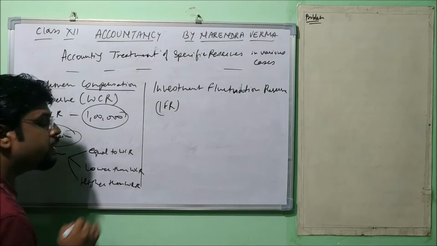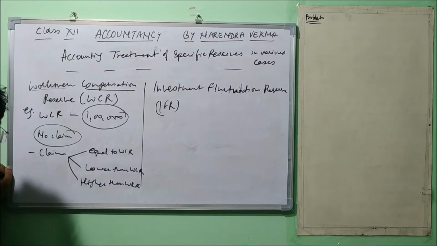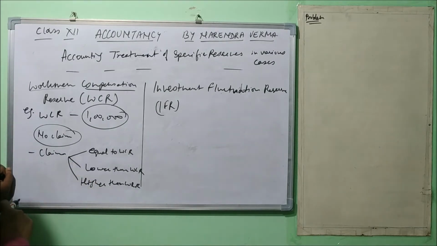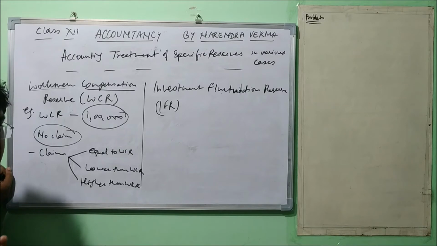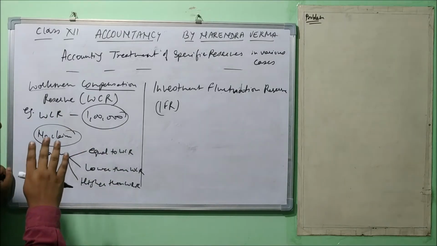Understood? And the last case can be higher than WCR. There is also a possibility. I gave the example of a hand accident. If a person dies, that is also possible. In that case, a lot of amount has to be paid. So say for example, the claim amount is 1,20,000. Now, what will happen? This 1 lakh will be utilized very first because this has been made for the similar purpose, and the 20,000 above will be borne by the partners in the old profit sharing ratio. Understood?